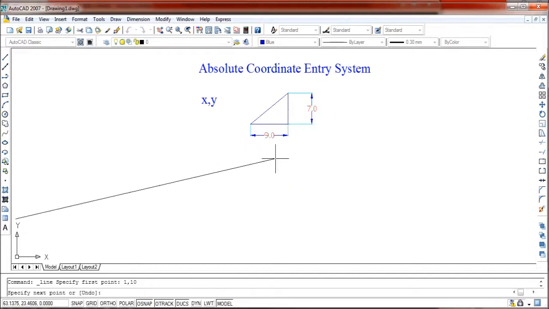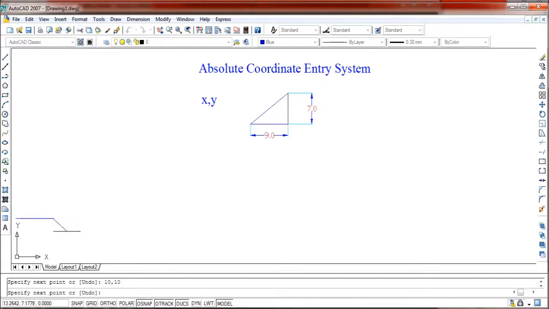So the next point is this point. To get the next point, we have to add the previous x distance from the origin, which is 1, to the base dimension, because for the horizontal line there is no change toward the y-axis, but there is change in the x-axis. So 1 plus 9, the next value will be 10 for the x-axis. Then there is no change for y because we are drawing a horizontal line, so it will be 10 comma 10. So I have to press the enter key.